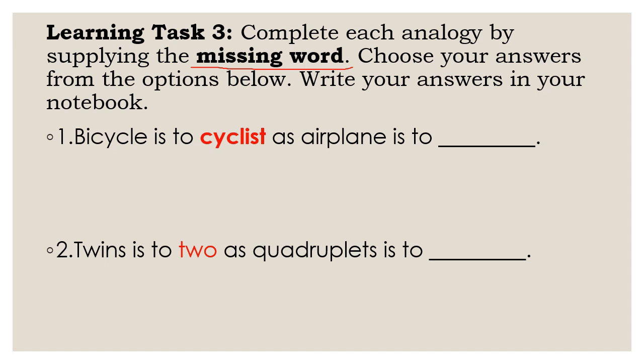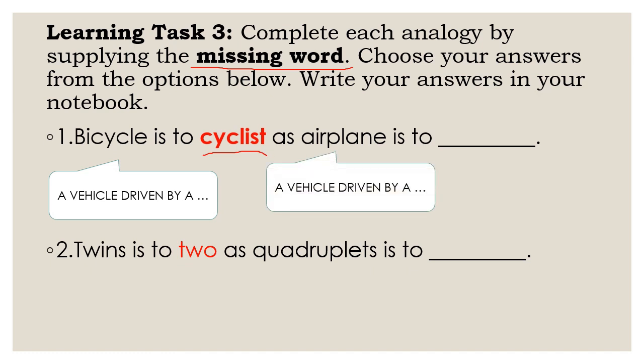Bicycle is to cyclist as airplane is to blank. Okay, let us try to understand the relationship of these words. So bicycle, a vehicle driven by a cyclist. And airplane is a vehicle driven by a blank. What do you think is the answer? Correct. A pilot.